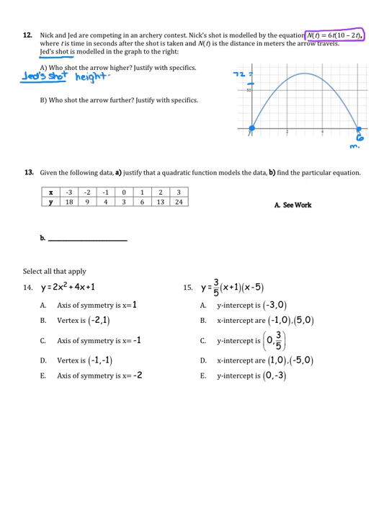His height is going to be 72 meters, and his distance is going to be the distance in meters the arrow travels. Who shot the arrow higher? Okay, so that's all we're answering right now. So his height is 72 meters.